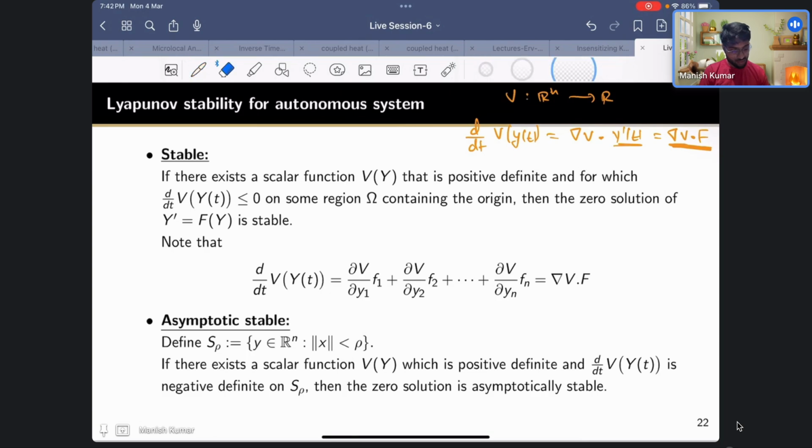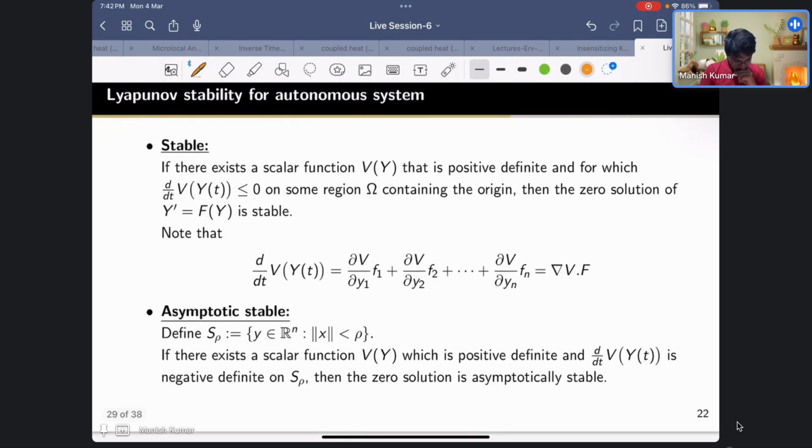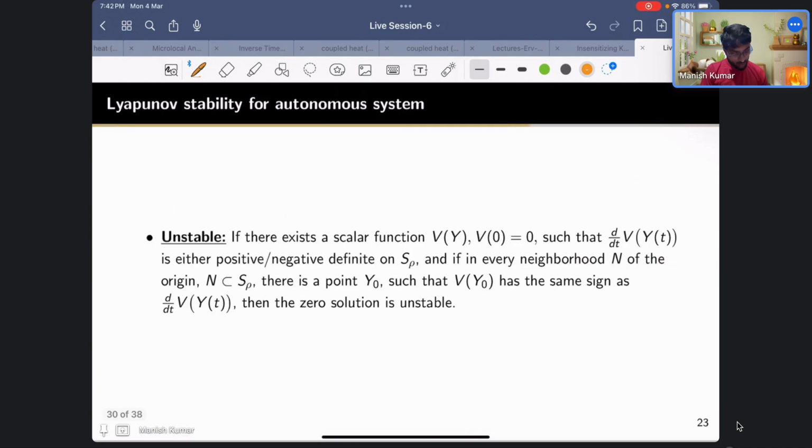Now let us come to the theorems. Suppose you find some V(y) which is positive definite. This is the same for each of the statements. The functional V is called the Lyapunov functional. The function V should be positive definite. This is the first criterion, and in fact it applies whether you deal with stability, asymptotic stability, or instability.